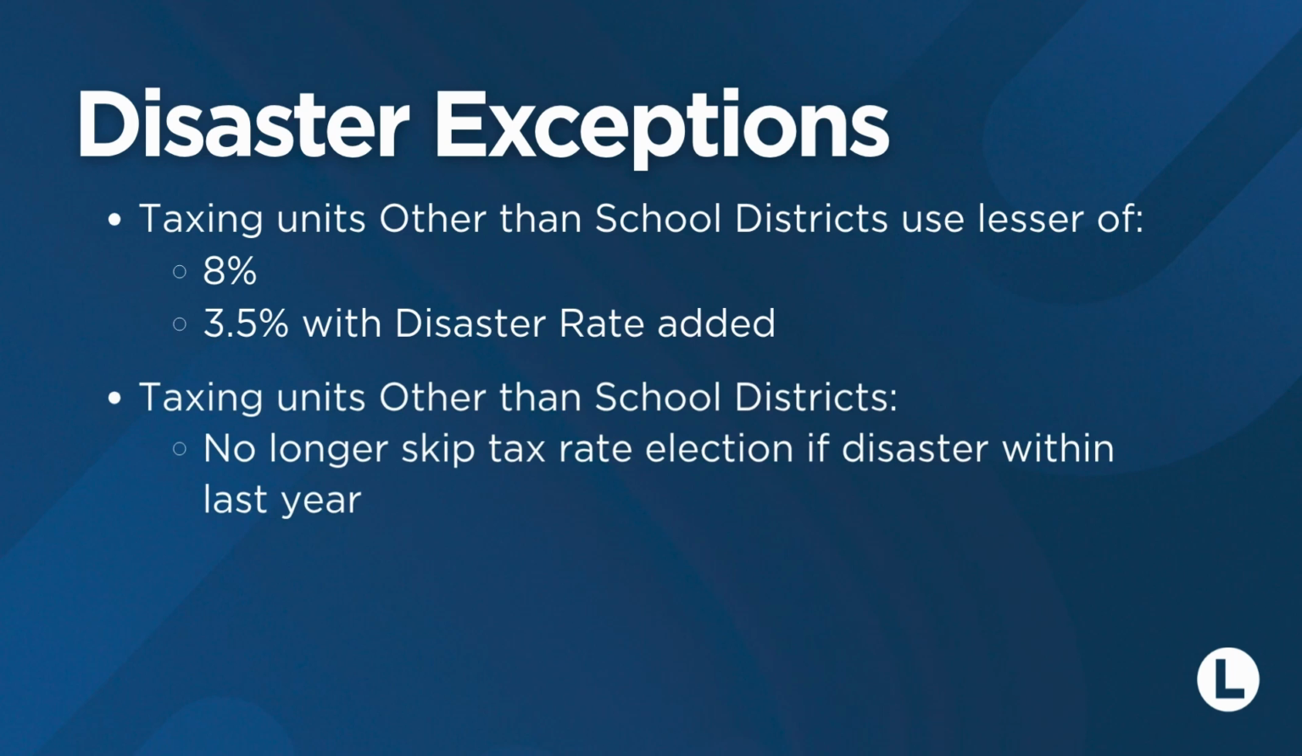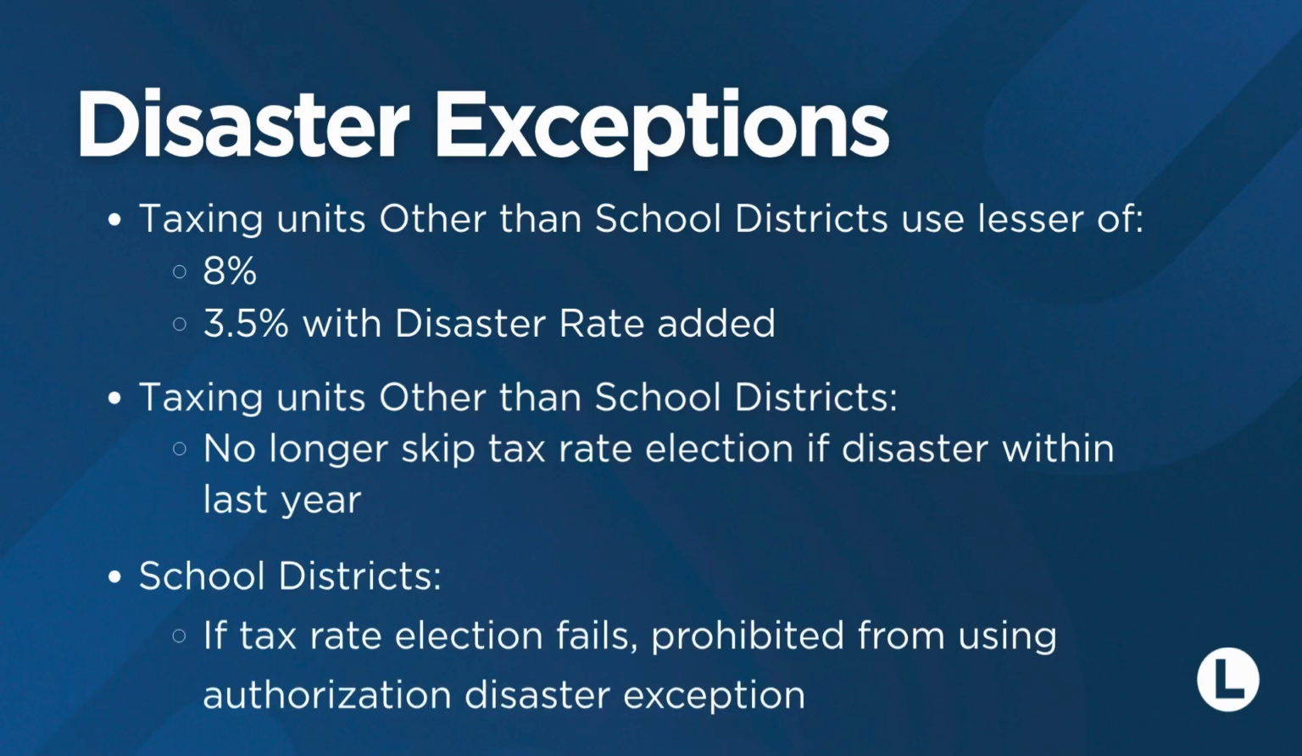The next item is for taxing units other than school districts. They say you can no longer skip a tax rate election if there is a disaster last year. For school districts, if you have a tax rate election that fails, then you can't use a disaster exception after that to go above your voter approval tax rate.